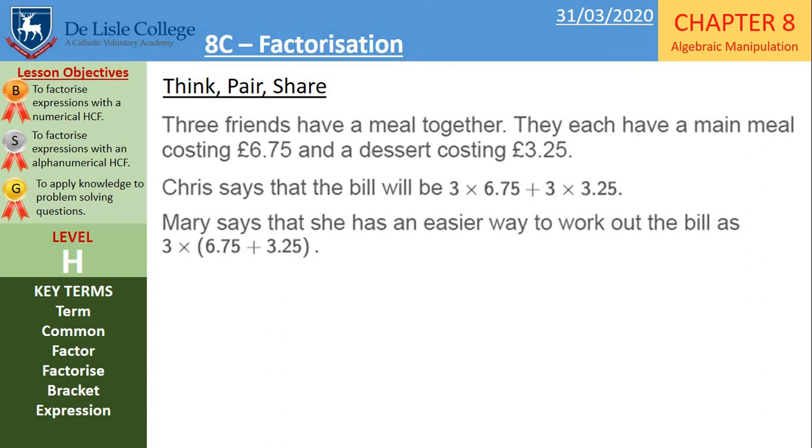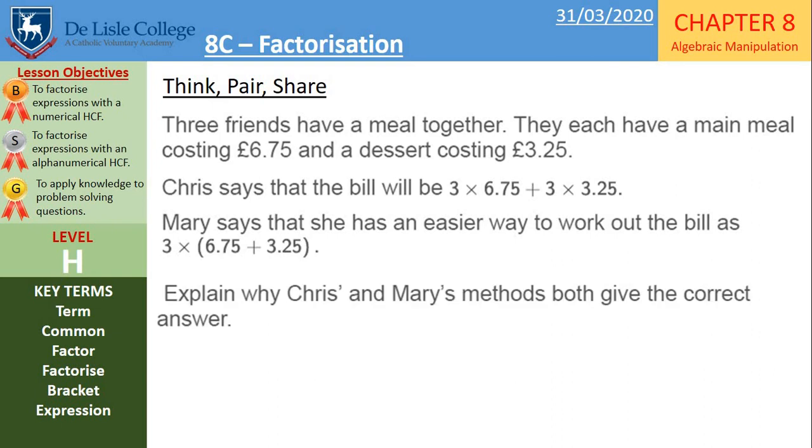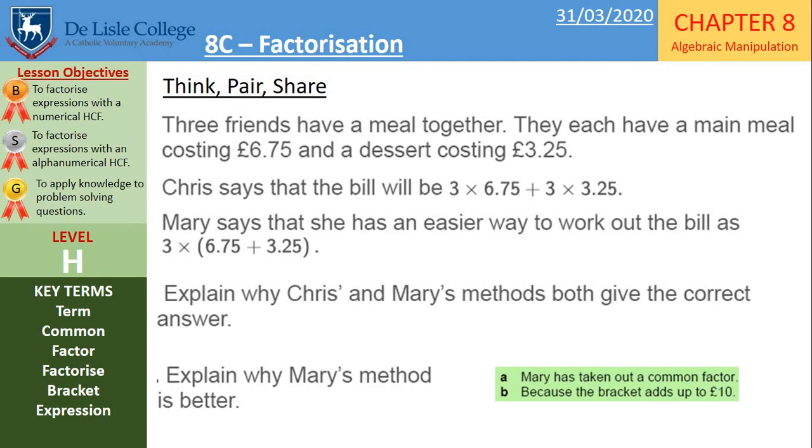Okay, pause the video while you read through this question. So have a think, and can you explain why both methods give correct answers? And can you explain why Mary's method is better? Again, pause the video while you think of your answers. Well, looking at both calculations, Mary has taken out a common factor of 3. And as the second answer, Mary's method is better because her bracket adds up to £10, which makes it a much easier calculation to work out.